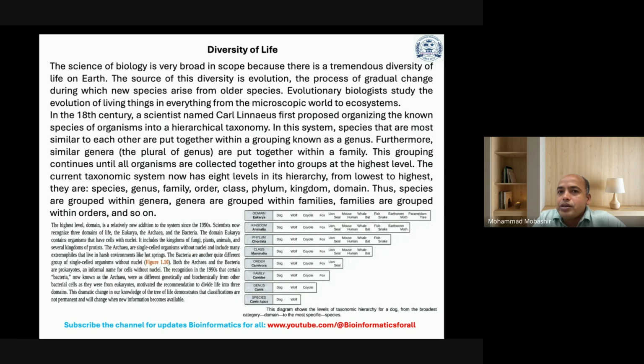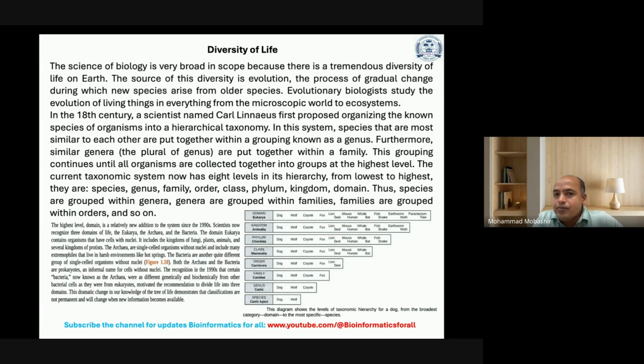The source of diversity is evolution, the process of gradual change during which new species arise from older species. Evolutionary biologists study the evolution of living things in everything from the microscopic world to ecosystems. In the 18th century, Carl Linnaeus first proposed the classification of organisms that is called hierarchical taxonomy.